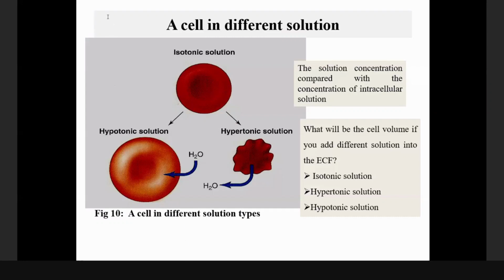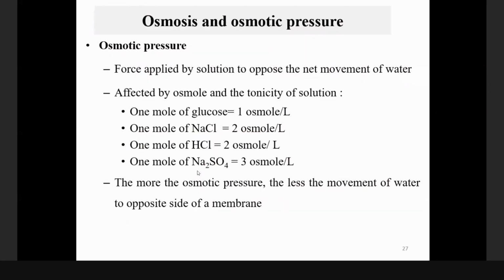Otherwise, if you put a cell into hypotonic solution, water enters into the cell. So when water enters the cell, then the cell volume is going to increase. So anyways, the tonicity of your blood or the tonicity of the solution you prepared affects the cell volume, like the red blood cell.